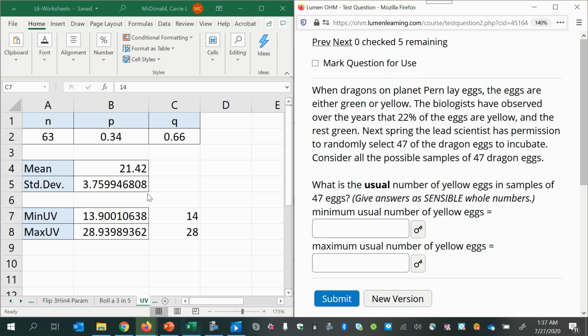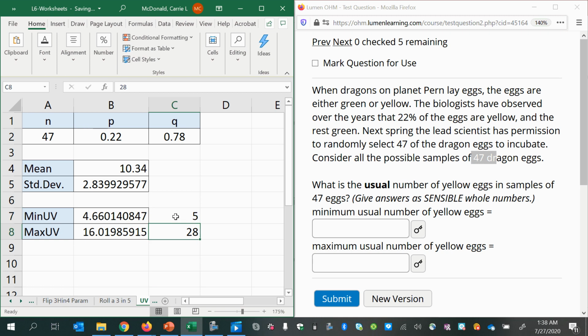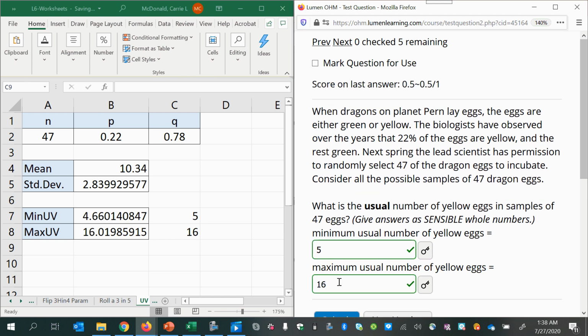Try another one. All right, so we have the same scenario, and we're still looking at yellow eggs as a success. The biologists observed that over the years, 22% of the eggs are yellow, so we now have 47 dragon eggs with 0.22 as a success, which means that the lowest I can go is 4.6. I can't go below 4.6, so I'll have to stay up at 5. And I can't go above 16.01, so I'm going to have to stay at 16. So let's try 5 and 16.